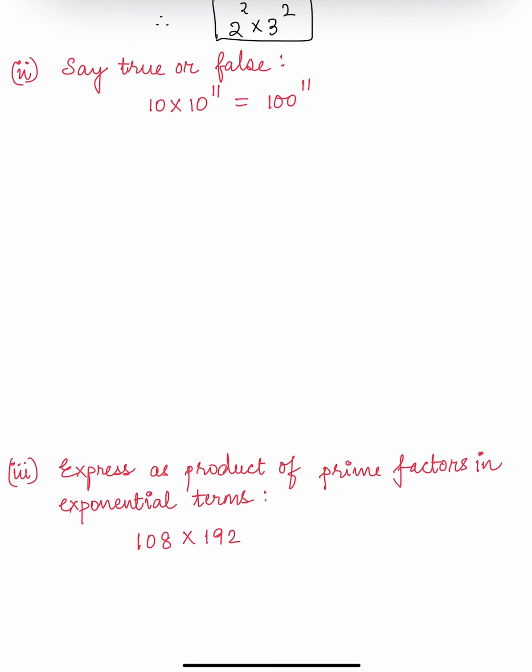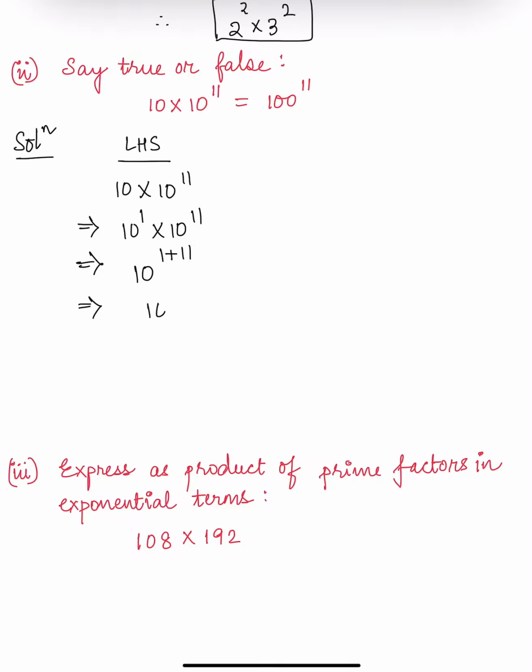Now the next question. You have to say if this is true or false. 10 into 10 to the power 11 equal to 100 to the power 11. So the LHS, 10 into 10 to the power 11. So that is 10 to the power 1 into 10 to the power 11. So that is 10 to the power 1 plus 11. That is 10 to the power 12. And the RHS is 100 to the power 11. So they are definitely not the same. So therefore it's false.